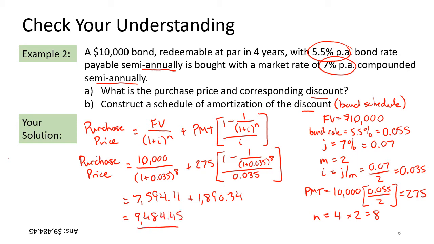So adding these up, we get $9,484.45. So you see, this is trading at a discount. At the start of your bond, it's not worth the full $10,000. But as you'll see as we do the bond schedule, flipping it compared to what we did during the premium, our bond will increase in value as we get closer to our final bond interest payment.